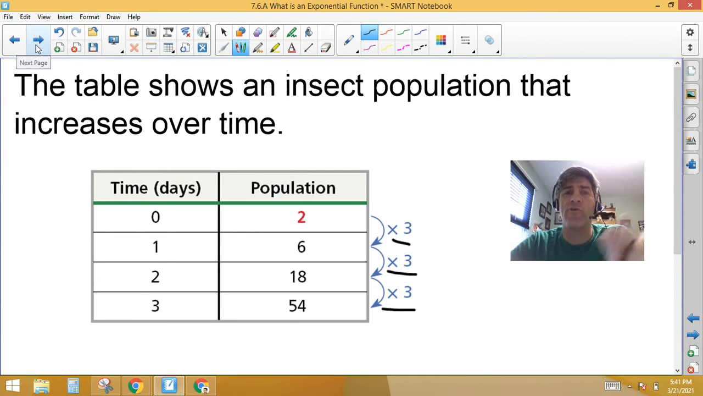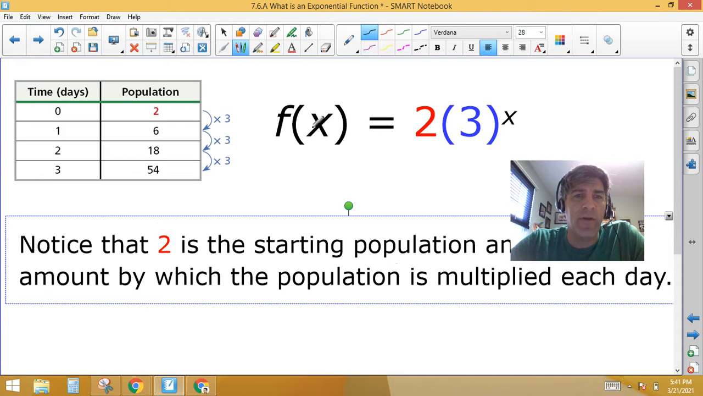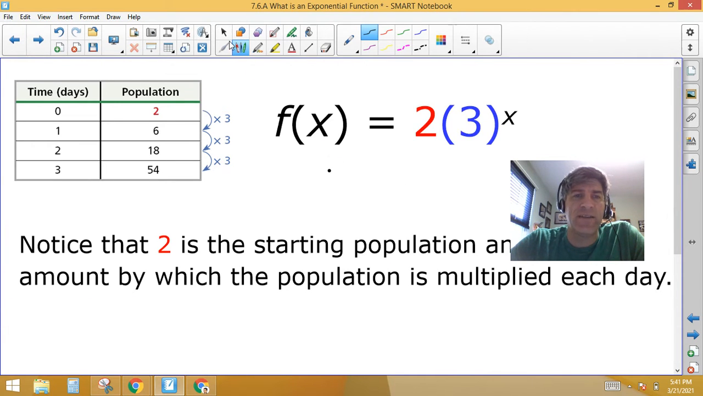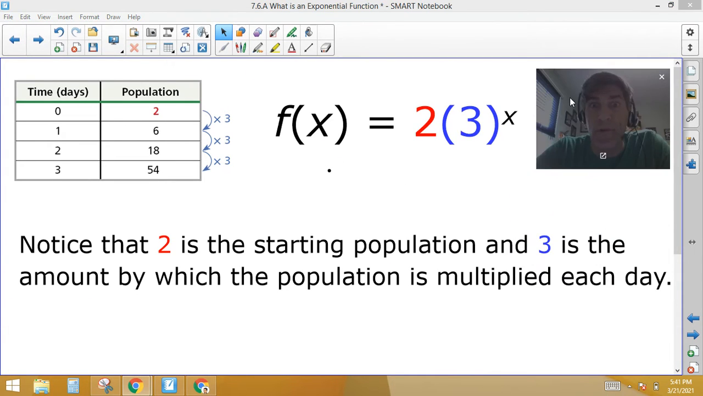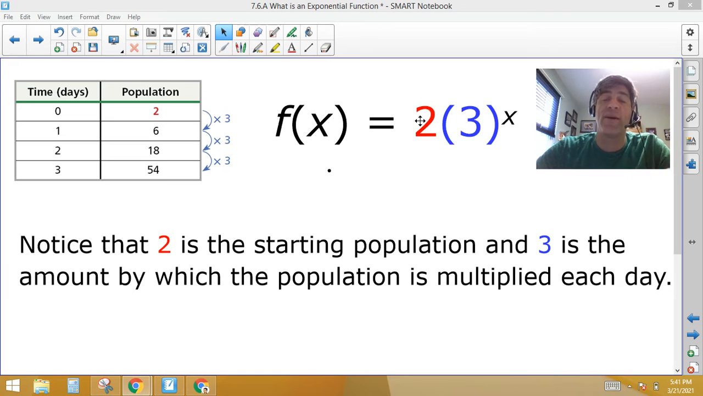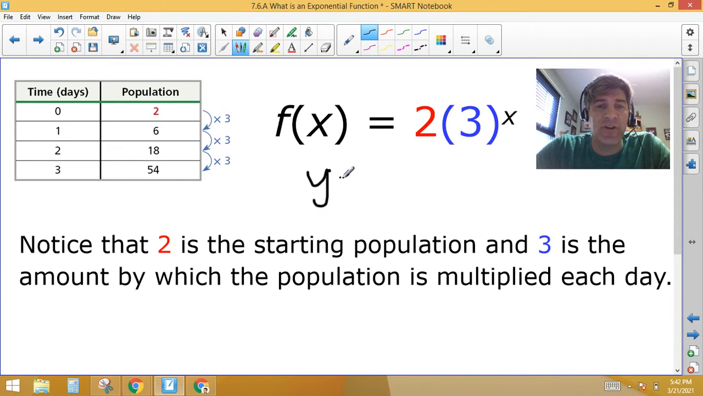All right, so the way we would write this table out would be, f of x would equal 2 times 3 to the x. So the 2 is my a. If I go back to my basic exponential function, y equals a times b to the x, 2 would be my a.